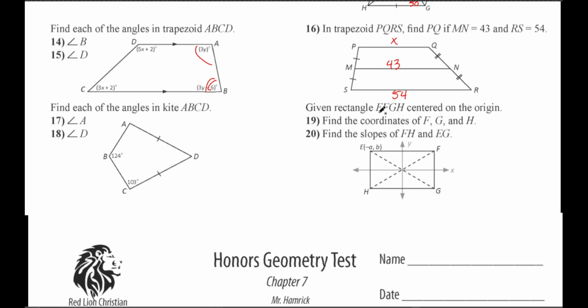So how would you set this up? You wouldn't add these two up and divide them by 2, would you? You're going to add the top and the bottom and divide them by 2, and that's going to equal 43. So 43 equals the top and the bottom added up, divided by 2. So what do you do? Get X by itself, but what's the first step? Multiply both sides by 2 and then subtract 54. Pretty simple.